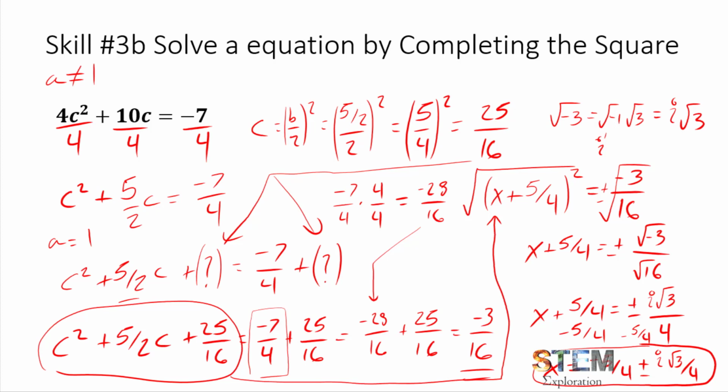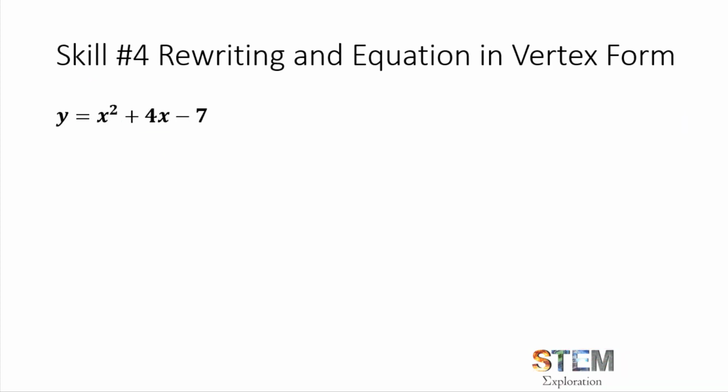Okay, so hopefully you're able to follow along with that. But this is a technique that you can use for solving quadratic equations. So the last skill I want to go over with you guys is talking about how to rewrite an equation in vertex form. Okay, so vertex form, remember, is this: y is equal to a times x minus h squared plus k. So horizontal translation, vertical translation.